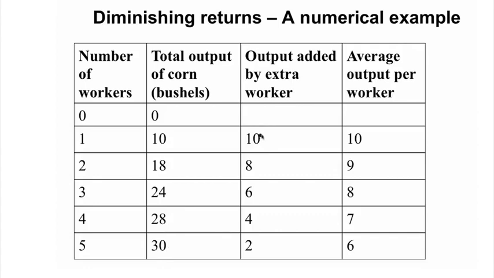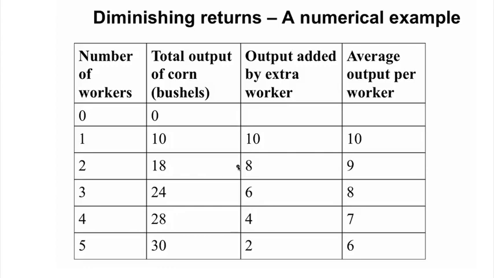That means the first worker adds 10 compared to having no workers at all. The second worker adds 8, 18 minus 10. The third worker adds 6, 24 minus 18. And the fourth and fifth workers add 4 and 2. So this is the idea of diminishing returns, that each extra worker adds less to total output than the previous worker.